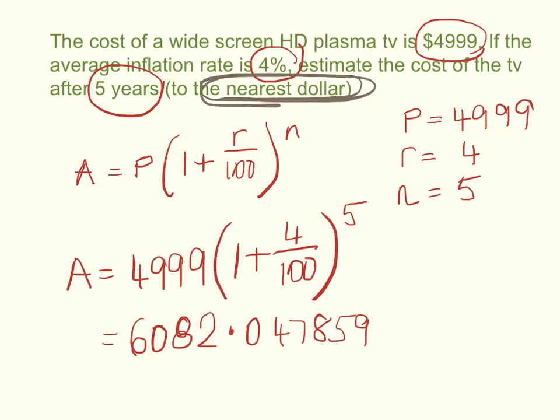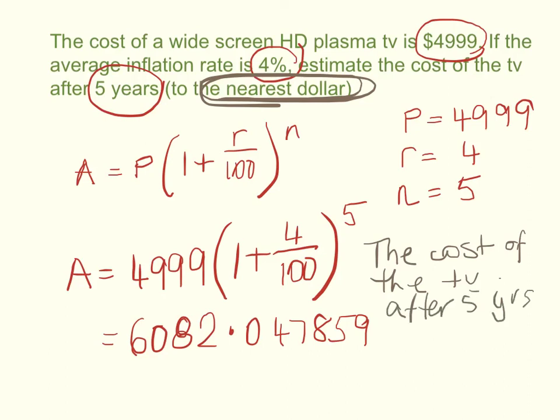Now once I've got that, I go back up to my question and I read where it says to the nearest dollar. And so I would say in this, the cost of the TV after 5 years is $6,082, and there's my answer. So if there's more than 1 year, you're going to have to use the compound interest formula.